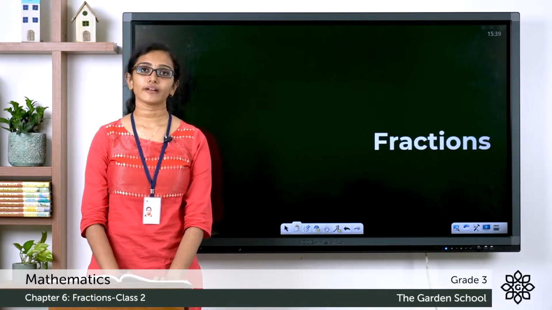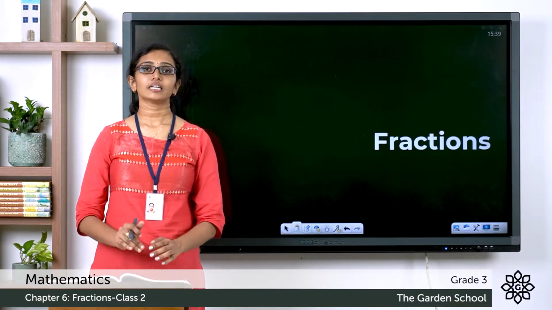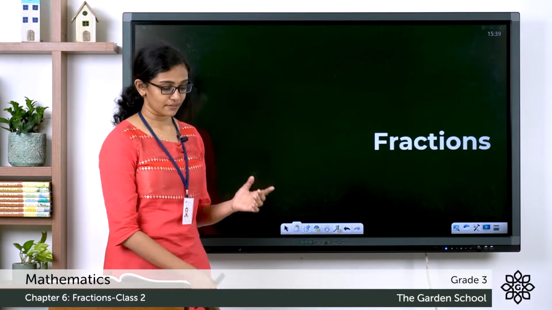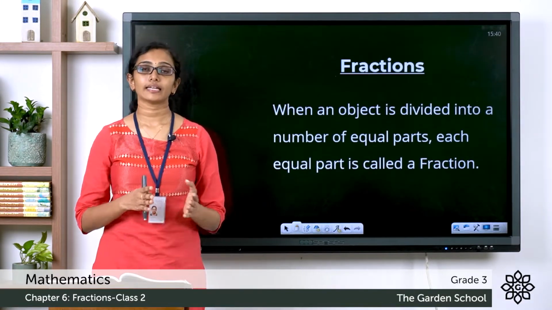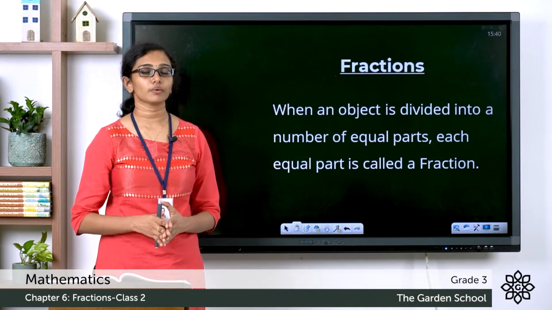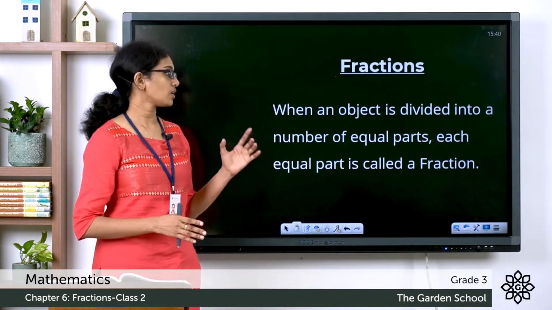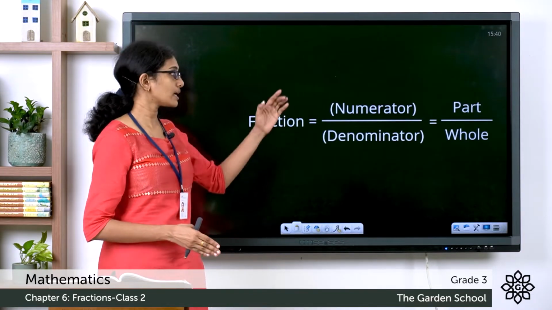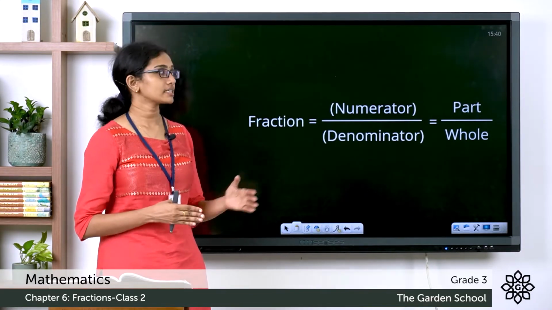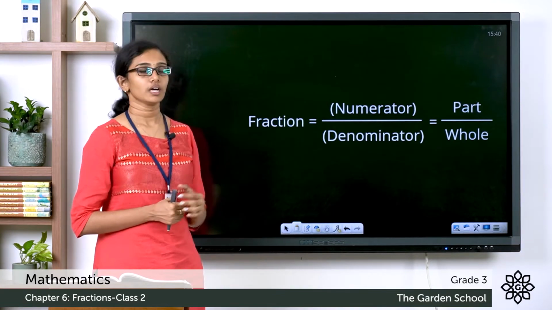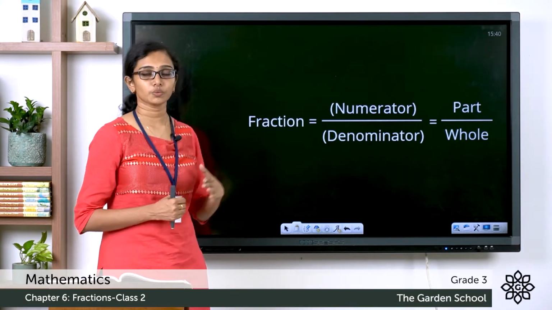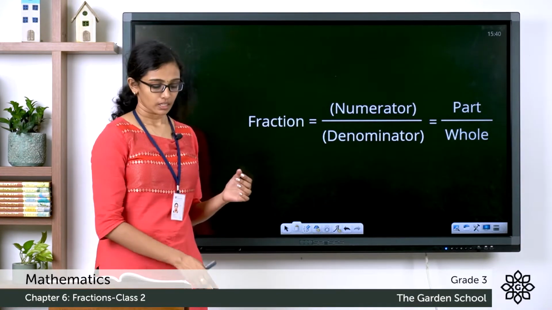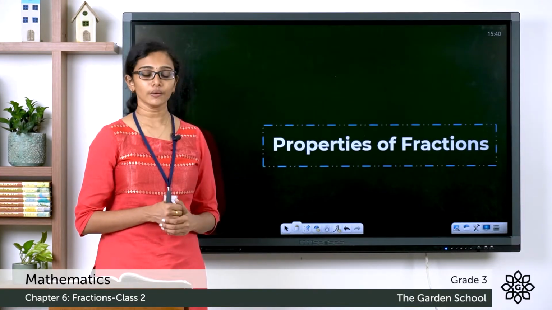So we are learning about fractions. Today, let's learn a few more things about fractions. First, what is a fraction? A fraction is when a number is divided into equal number of parts and each part is called a fraction. And in general, a fraction is represented in the form of a numerator by denominator, that is, a part by whole. A fraction is equal to the number of parts we consider by the whole or the total number of parts. And let's see some properties of fractions today.